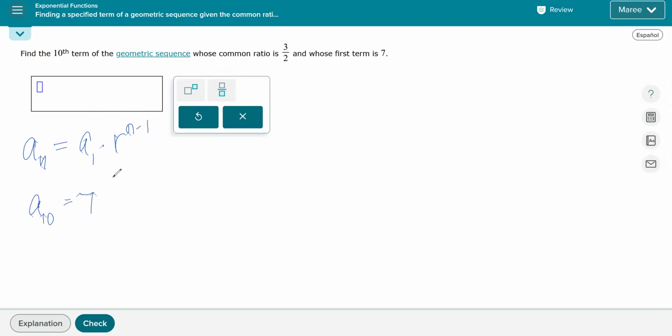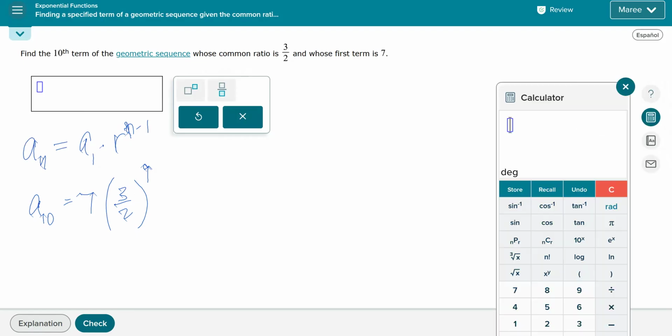We're going to take 7. Our common ratio is 3/2, and we're going to raise it to the 9th power. Since n is 10, we do 10 minus 1, which is 9. We could use the calculator. We'll get a decimal, and every time I put a decimal in, it tells me it can be simplified, but they give it to me as correct, so I don't really care.